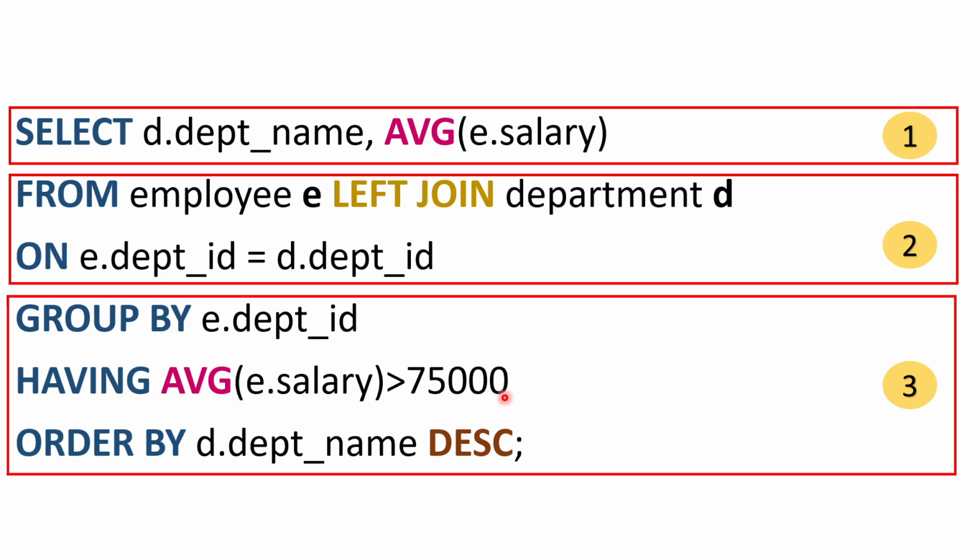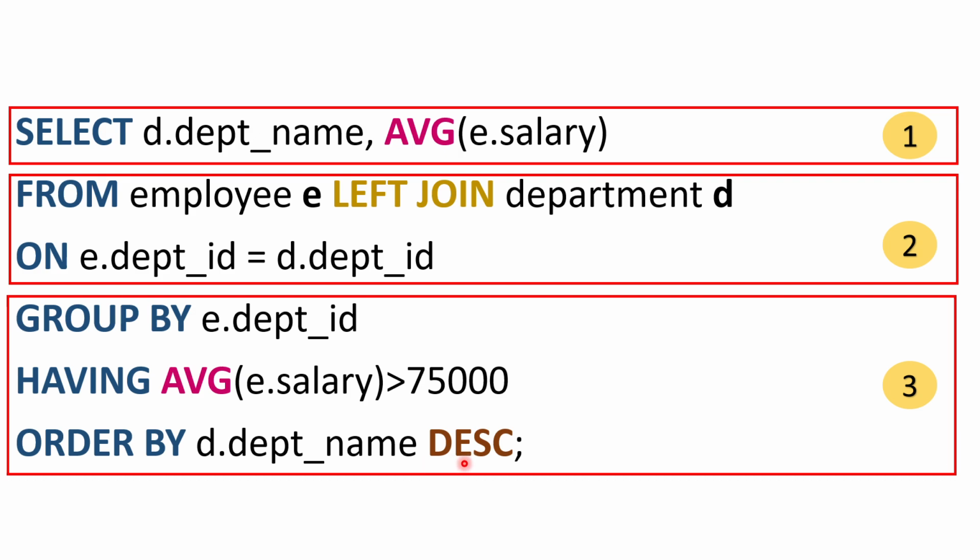Here we are using having clause, not the where clause, because we can't use aggregate function with the where clause. And also here we have to deal with the group of value. So having clause is the correct choice. And in the last, we will arrange the department name in the descending order by writing order by D dot department name DESC. That means descending order.